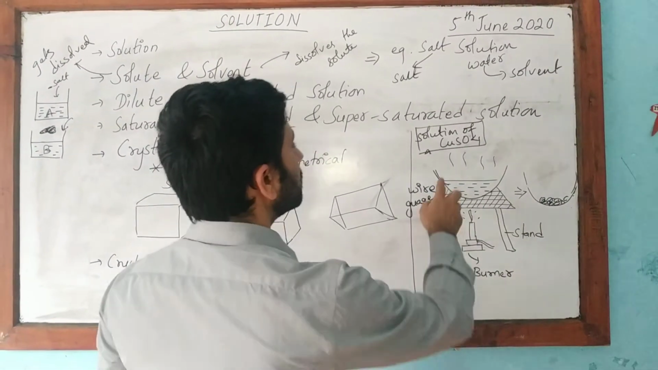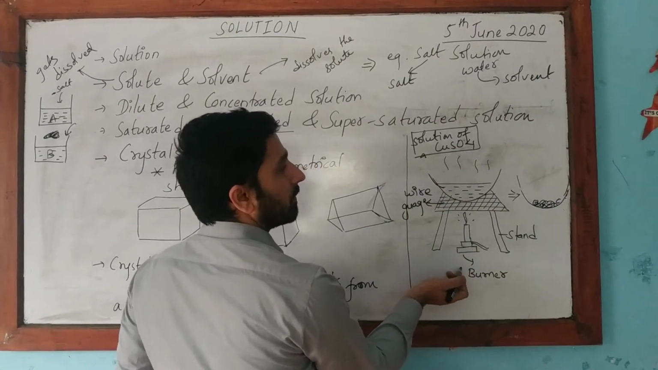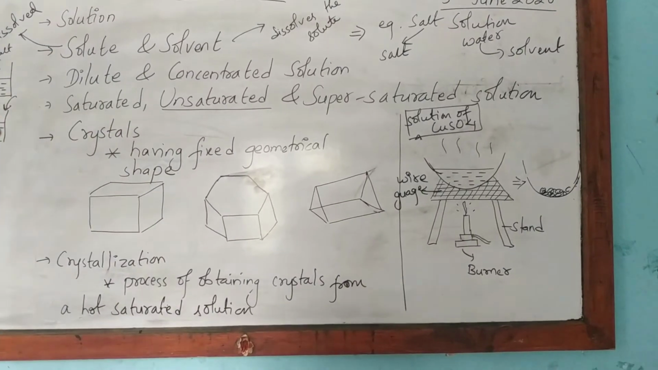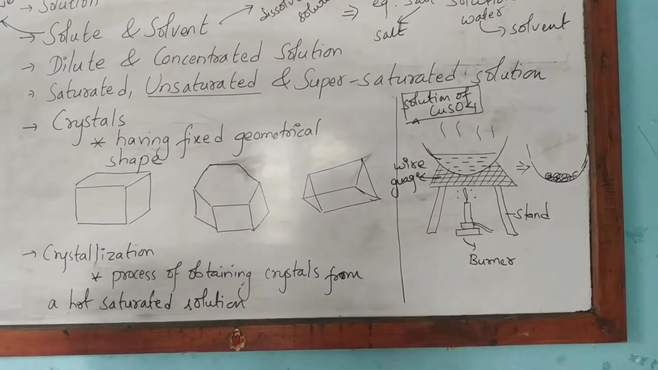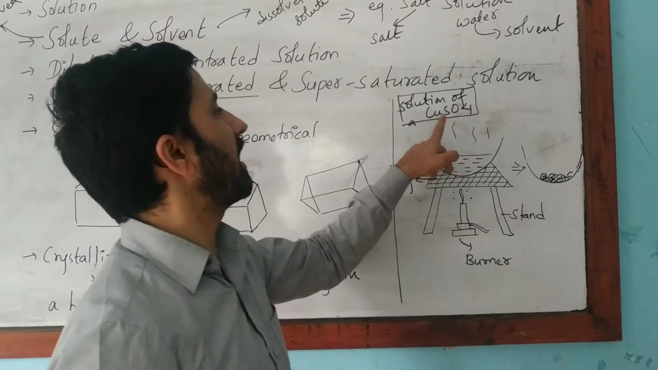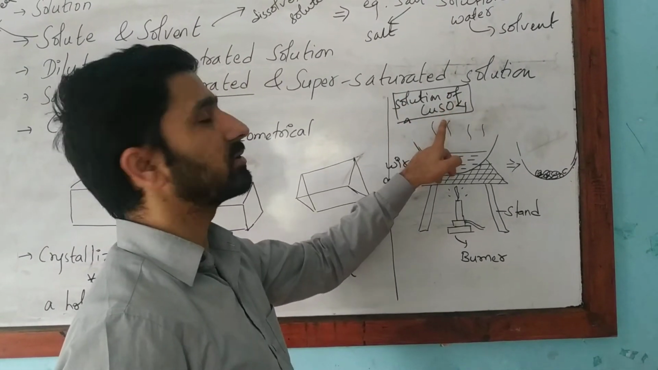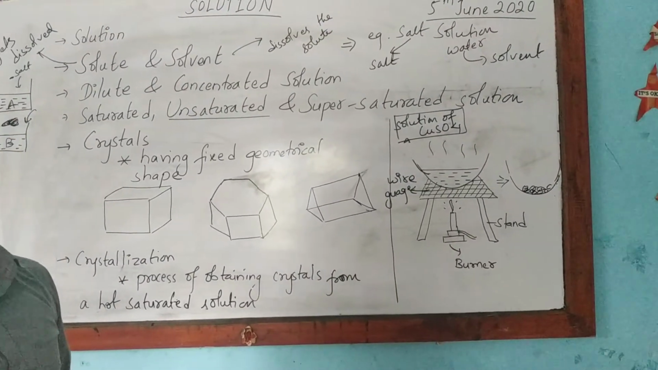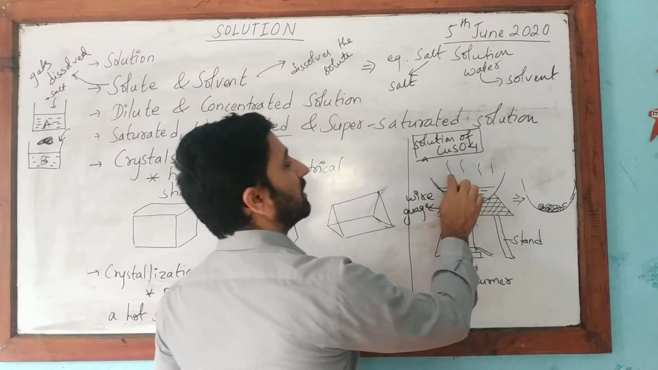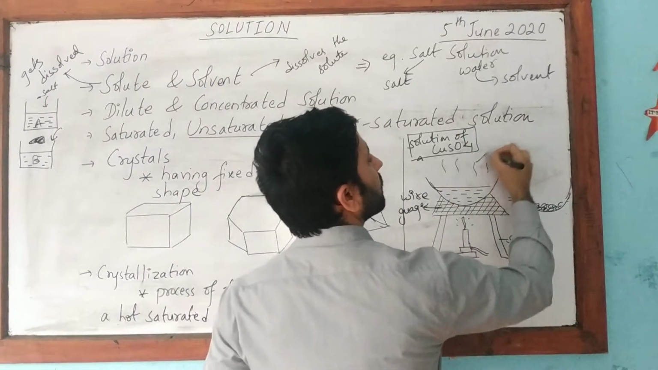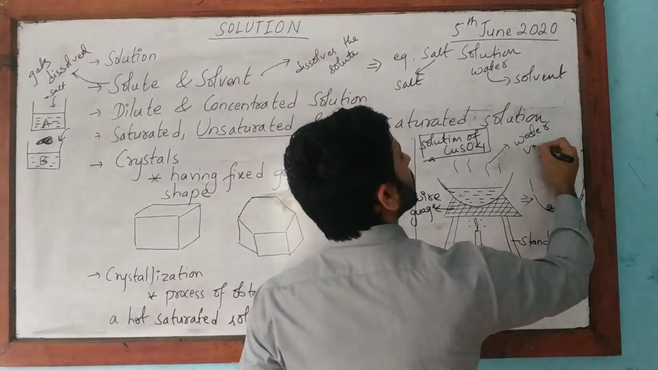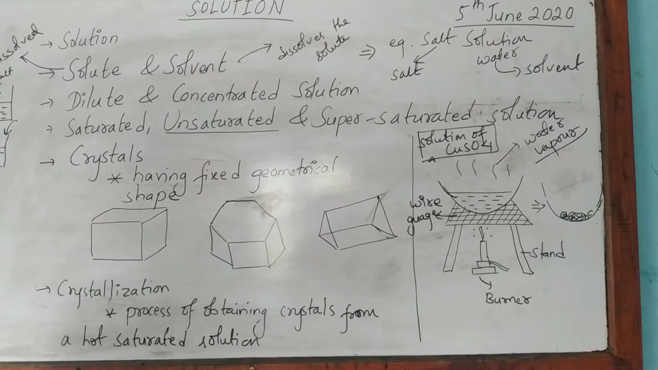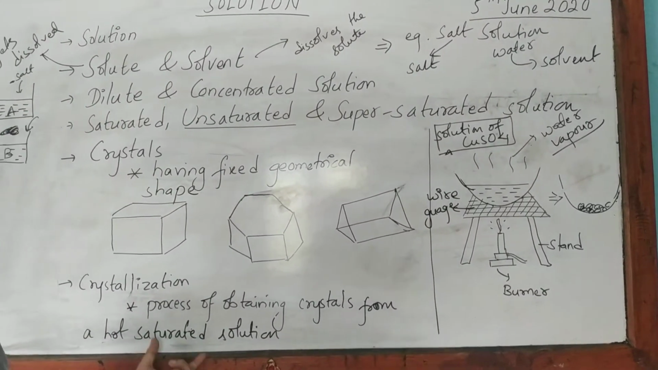In the solution, after heating, the evaporation process starts. Evaporation means the water, since it is a solution of copper sulfate, meaning there is copper sulfate and water, starts to evaporate, and we can see the formation of water vapor. Now the solution has turned into a supersaturated solution, or we can also say a hot saturated solution.